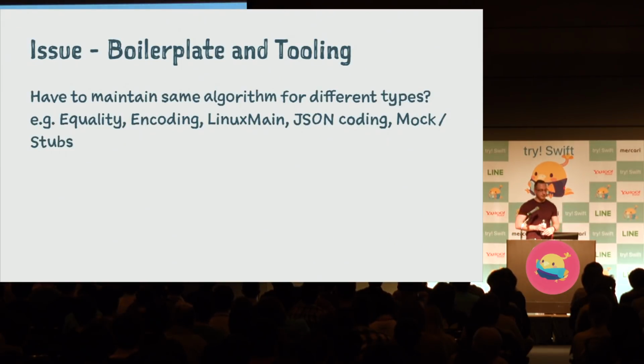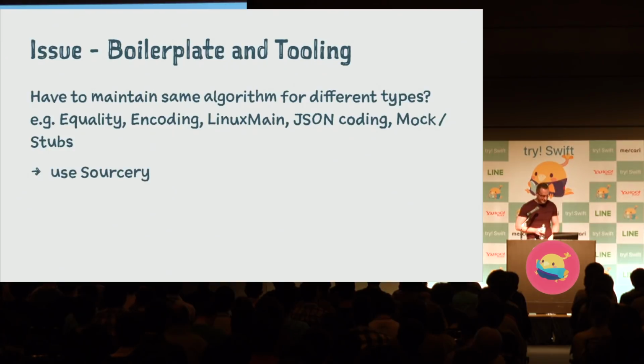So let's say you have to maintain the Equatable algorithm for different types in your project. Even though Apple has recently been making progress in giving us derived implementations, they are still pretty limited. The moment you need to have custom handling for one of the properties you use, you have to implement the whole implementation yourself. And this is a shameless plug, but there is one tool you should use if you run into these kinds of issues, and it's called Sourcery.